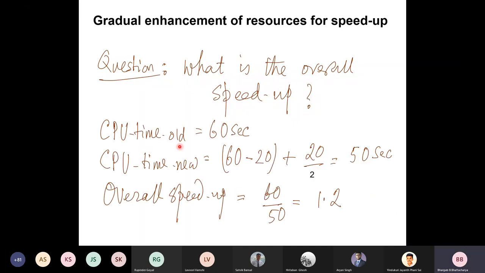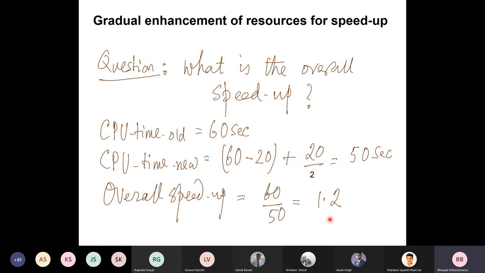Okay. So what is the overall speed up then? What was the CPU time old? That is 60 seconds. Now what is the CPU time new? See, 60 minus 20, that portion remains unaffected, right? And only this portion 20 has been improved by a factor of 2. So in the new machine, it takes 50 seconds. So therefore the speed up is this.